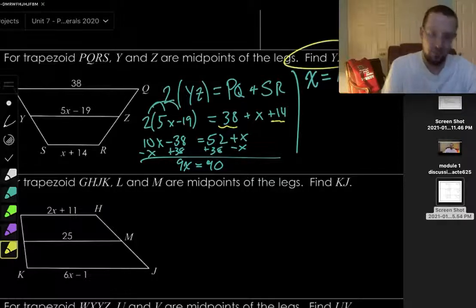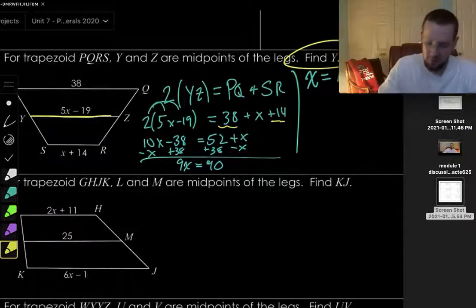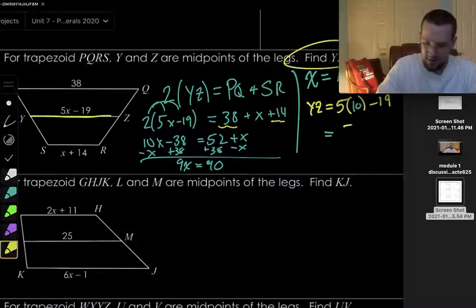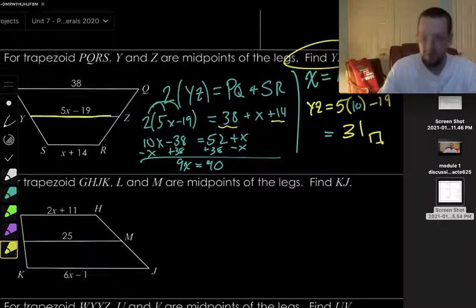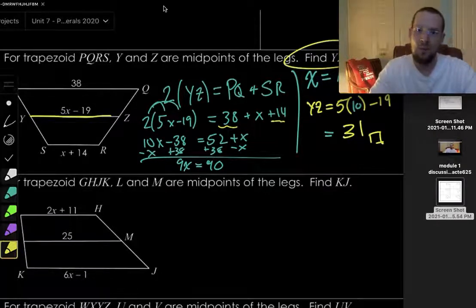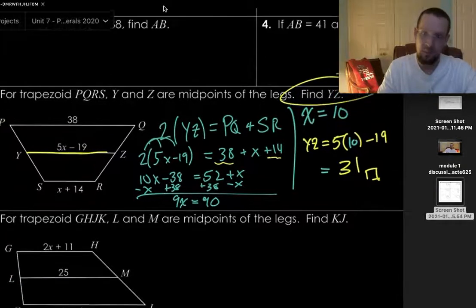What did we want to find? We wanted to find YZ. So we know YZ is equal to 5 times x minus 19. So this is 5 times 10 minus 19. And so we find YZ is actually going to be equal to 31. Oops. My bad.